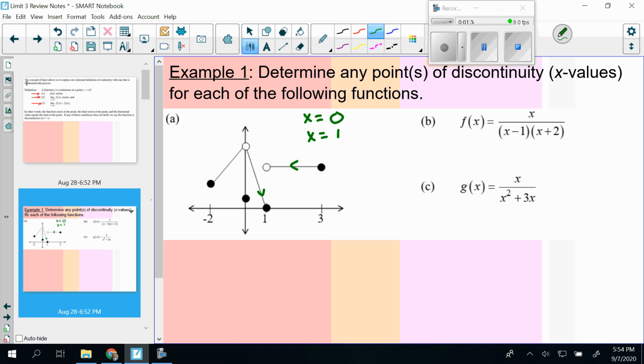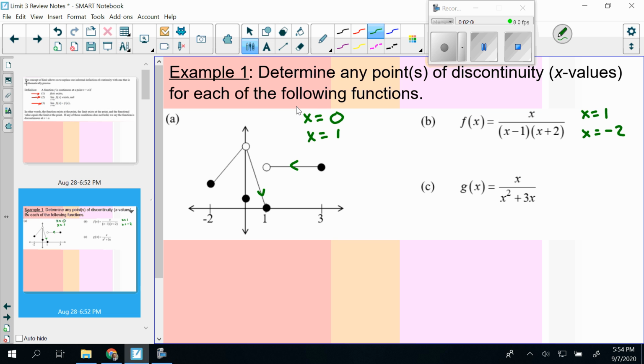B, where is this one discontinuous? This would be discontinuous at any points where you don't have a value. And in this case, there would be two of them at x equals 1, because 1 here would make us have division by 0. And it's discontinuous also at x equals -2 for the same reason, because -2 gives us division by 0. Those points are not in the domain, and so they can't be continuous there.